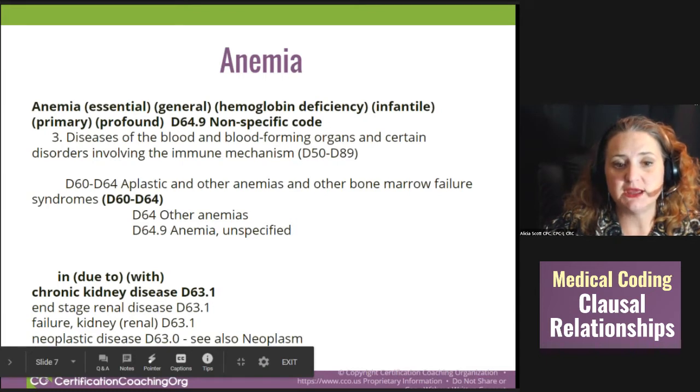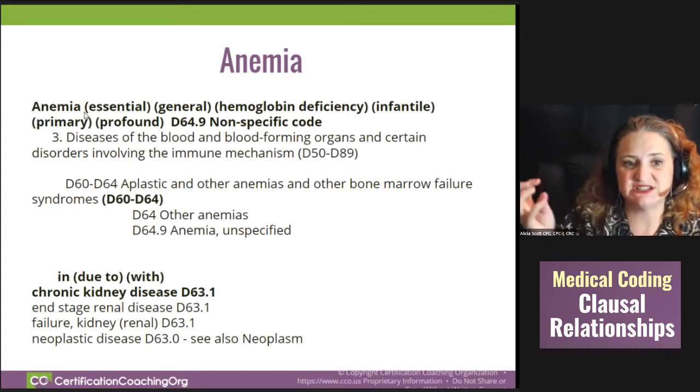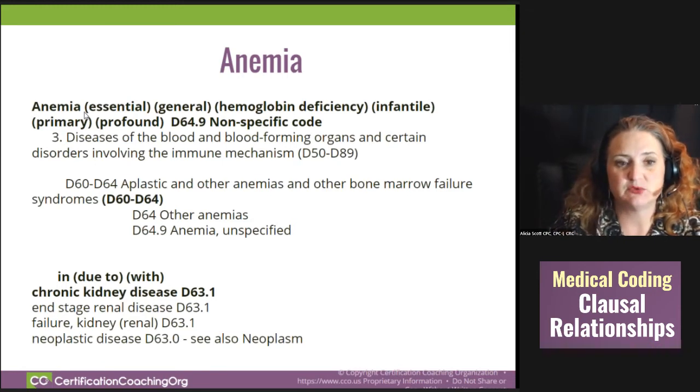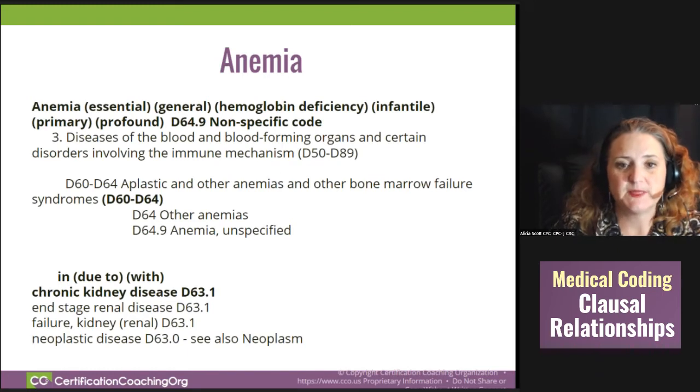When we look at anemia in the index, this is what we are looking for. We type anemia, and it's going to come up in the index, and it's going to tell us the different types of anemia that are our starting point. And remember, if they're in the parentheticals, that just means it's included. So we have primary, profound, essential, general. It'd be the same code.